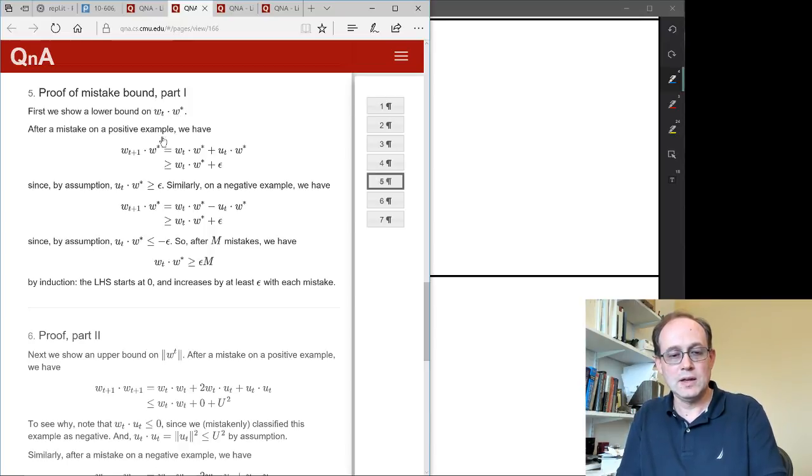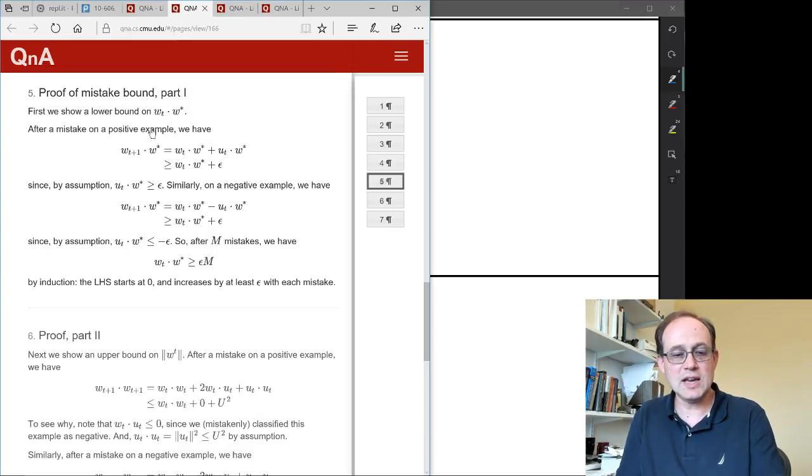The way we're going to prove this lower bound is by induction on the time step. WT dot W star starts at 0 because W1 is 0, and 0 dot anything is 0. So we're going to start with this quantity equal to 0. And then if we don't make a mistake, the quantity is unchanged, right? We don't change our parameter vector, and so its dot product with W star also doesn't change. To complete the induction, all we have to do is look at what happens when we make a mistake. There are 2 types of mistake we can make, so we'll go over each one of them.